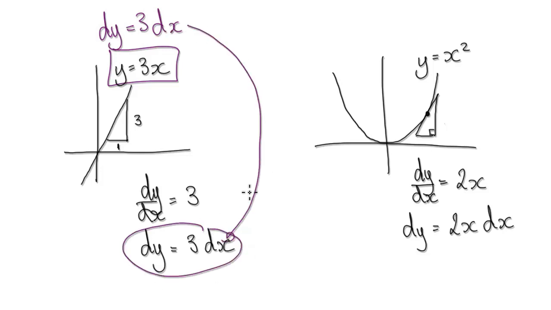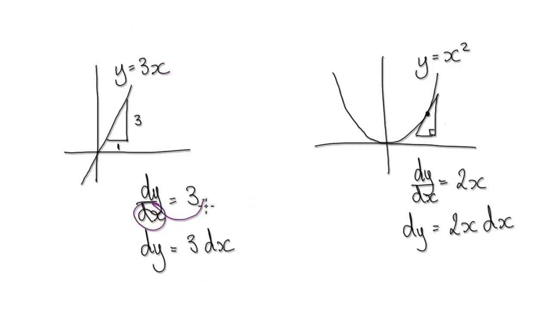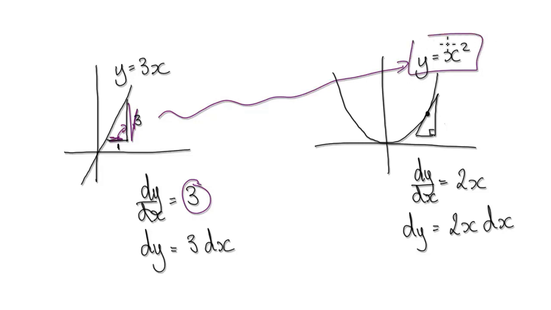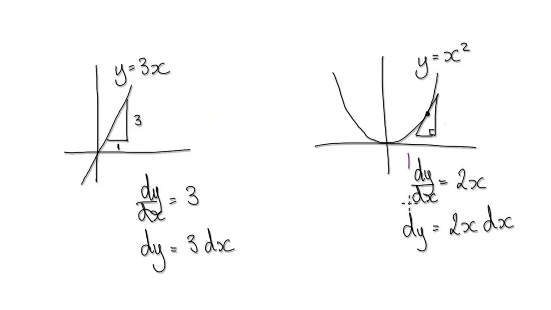And if you feel uncomfortable with this, you can differentiate it and then times both sides by dx. So what that means is a small change in x, if you times it by the gradient, then it will give you the change in the y. So now let's migrate to over here. When you differentiate this, it will give you 2x. You do have every right to times both sides by dx. So it will then give you this thing here.